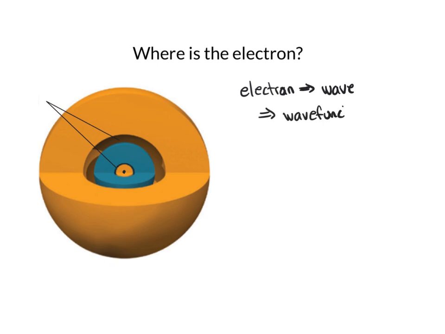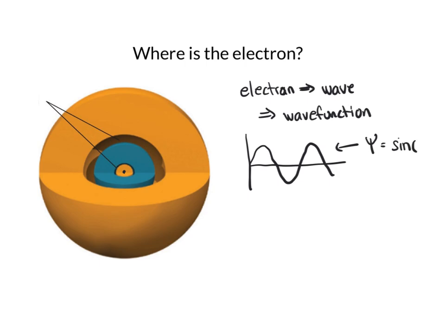In our discussion of light waves, we thought about the light wave as a simple sine wave. This wave has a function, so I'm going to use the symbol psi for the function. The function for that wave is the sine of some constant times x, where x is the distance away from the origin. So that's a simple sine wave.